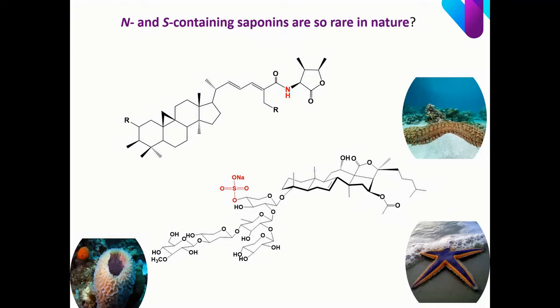Saponins are common compounds in nature that have been isolated from many terrestrial plants, but within the animal kingdom, they are reported only in few marine organism groups. For example, sponges, sea cucumbers, and starfish. Naturally occurring compounds are commonly found in the plant kingdom, but nitrogen and sulfur containing saponins are relatively rarely found in nature.